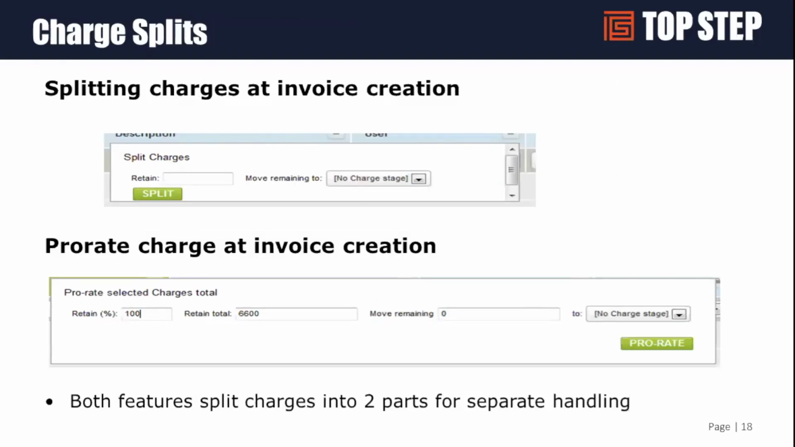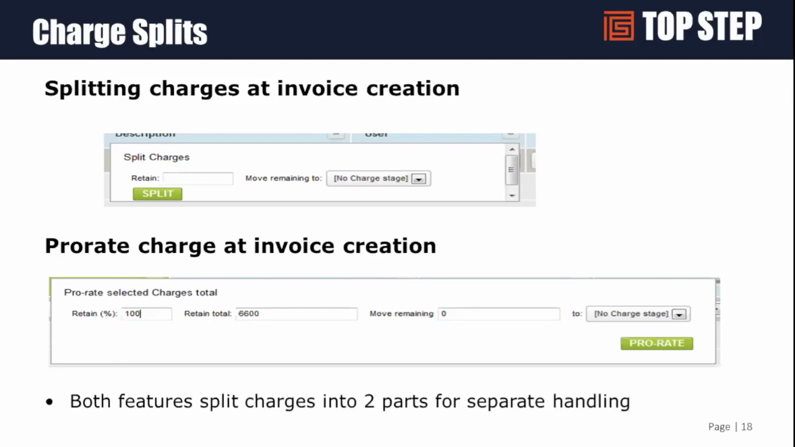Now, some odd switches. Occasionally there's a requirement and I'm like, yep, there's a switch for that. And here's a couple of ones in case you've run into this. When you're creating an invoice, and this only applies to individual invoice creation, not the multi-invoice batch process, when you're selecting a bunch of charges or a charge, you can split the charges. You can split a charge and have part of it move into a different stage, or you can use a percentage split, the prorate charge.